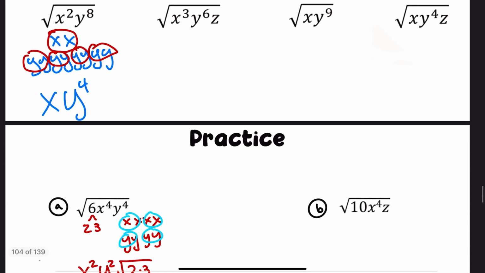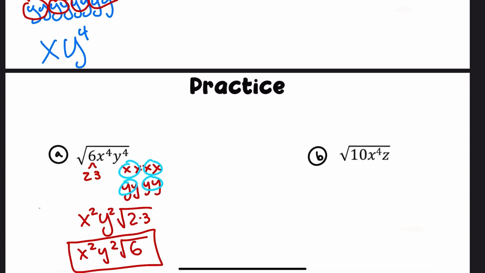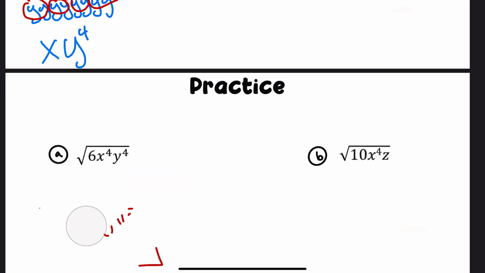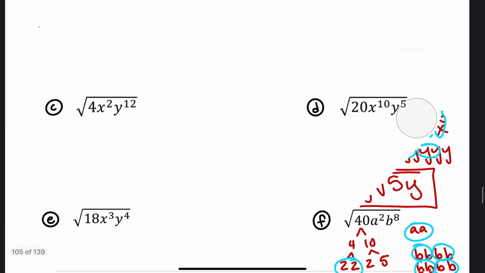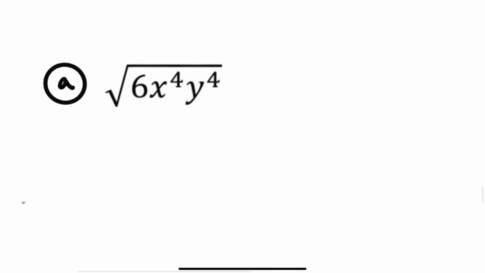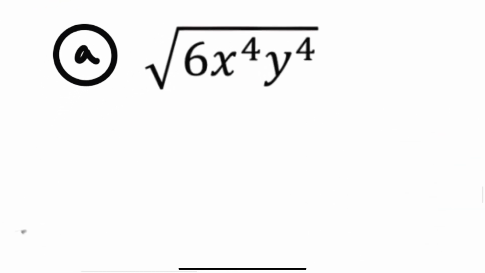Last thing that I want to talk about was our practice for these. Now, typically when we see these problems, they're going to be a mixture of both the numbers that we need to break down and variables. And the way we do that is just one piece at a time. So something like this again, 6x to the 4th power and y to the 4th power. I'm going to break down my 6 first, and then I'm going to break down my x's, and then I'm going to break down my y's.